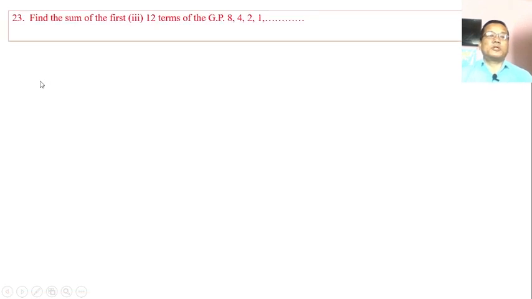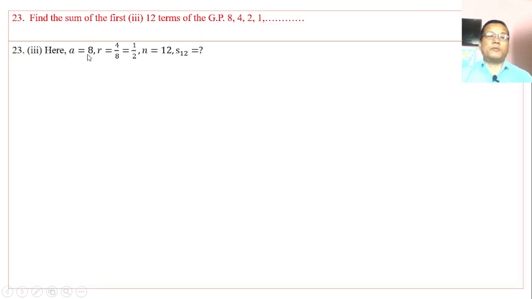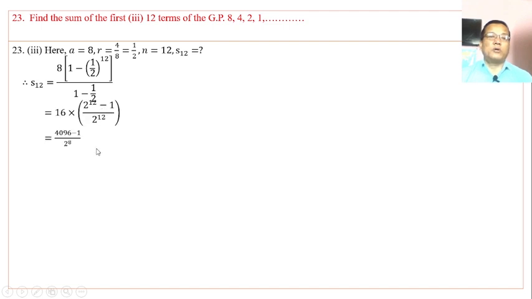Question number 23. Find the sum of the first 12 terms of the GP. A is 1, R is the second term divided by the first term, that is half, and N equals 12. S12 is what? Using the formula with 1 minus R, we simplify and get 4095 divided by 256.